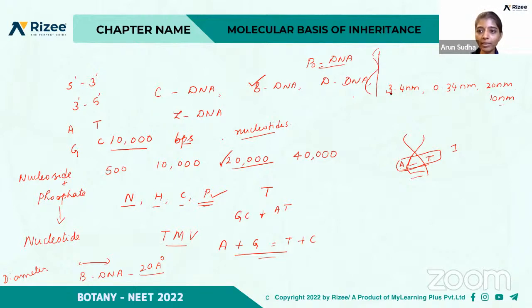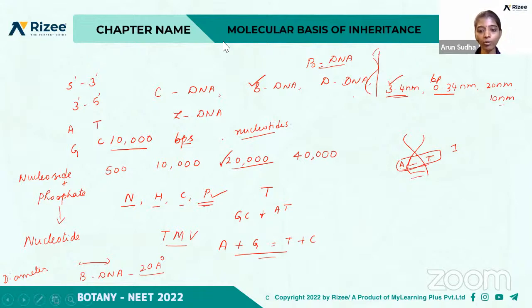That is actually 3.4 nanometer. The 0.34 is between two base pairs. And this 20 Angstrom is actually the diameter. So the correct answer is option A. The length of one loop of B-DNA is actually 3.4 nanometer and not 20. 20 is the diameter of the DNA helix. Is it clear?